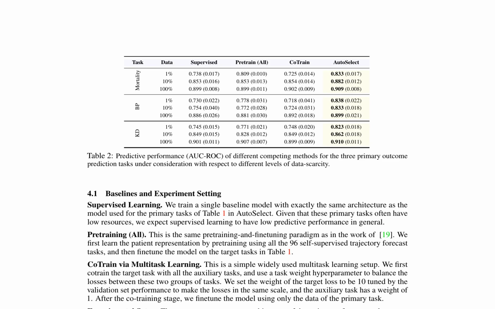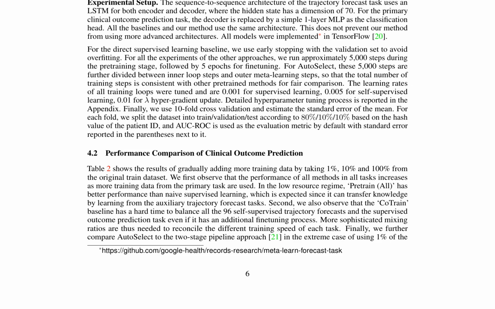The results in Table 2 demonstrate that performance improves as more primary task training data is utilized. In the low-resource regime, pre-training with all auxiliary tasks outperforms naive supervised learning, illustrating the ability to transfer knowledge from auxiliary trajectory forecast tasks. However, the multitask baseline struggles to balance the 96 self-supervised trajectory forecasts and the supervised outcome prediction task, even with additional fine-tuning. This suggests the need for more sophisticated mixing ratios to reconcile the disparate training speeds of each task.